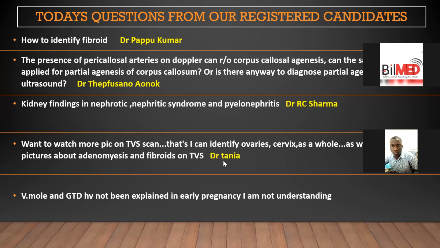The fourth question from Dr. Tanya is that she wants to watch more pictures on PVS scan, so that she can identify ovaries and cervix as a whole, as well as pictures of adenomyosis and fibroid on PVS. Then the last question is that VMOL and GTD have not been explained in early pregnancy.